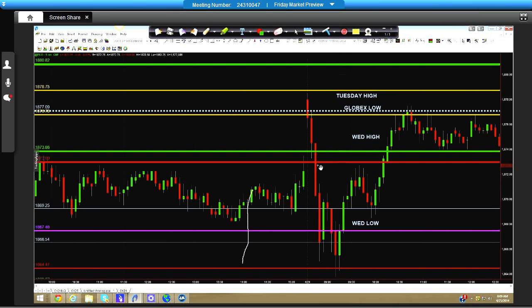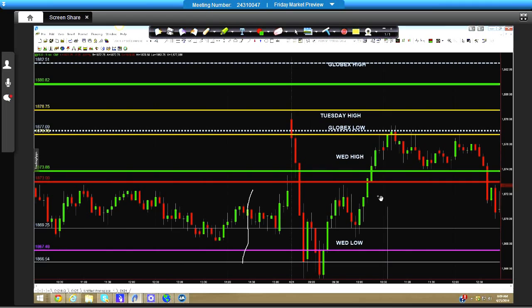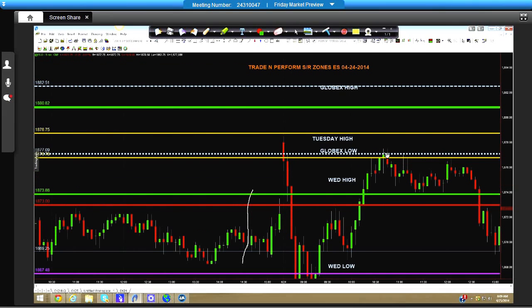At one point I had 3 points. I scaled off a quarter at 2. Once I realized that I was in danger, I just went ahead and took a 1 point loss on the balance, and I stood aside. And then you'll notice we ended up using Globex low as the resistance point.